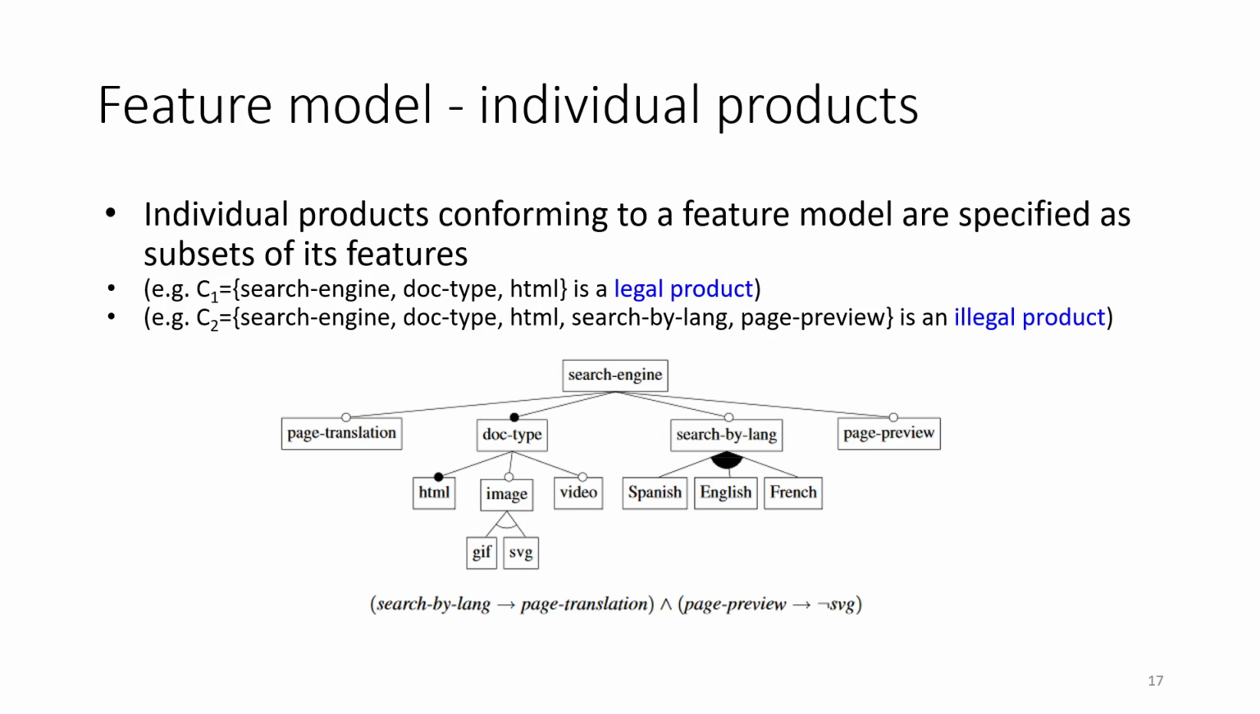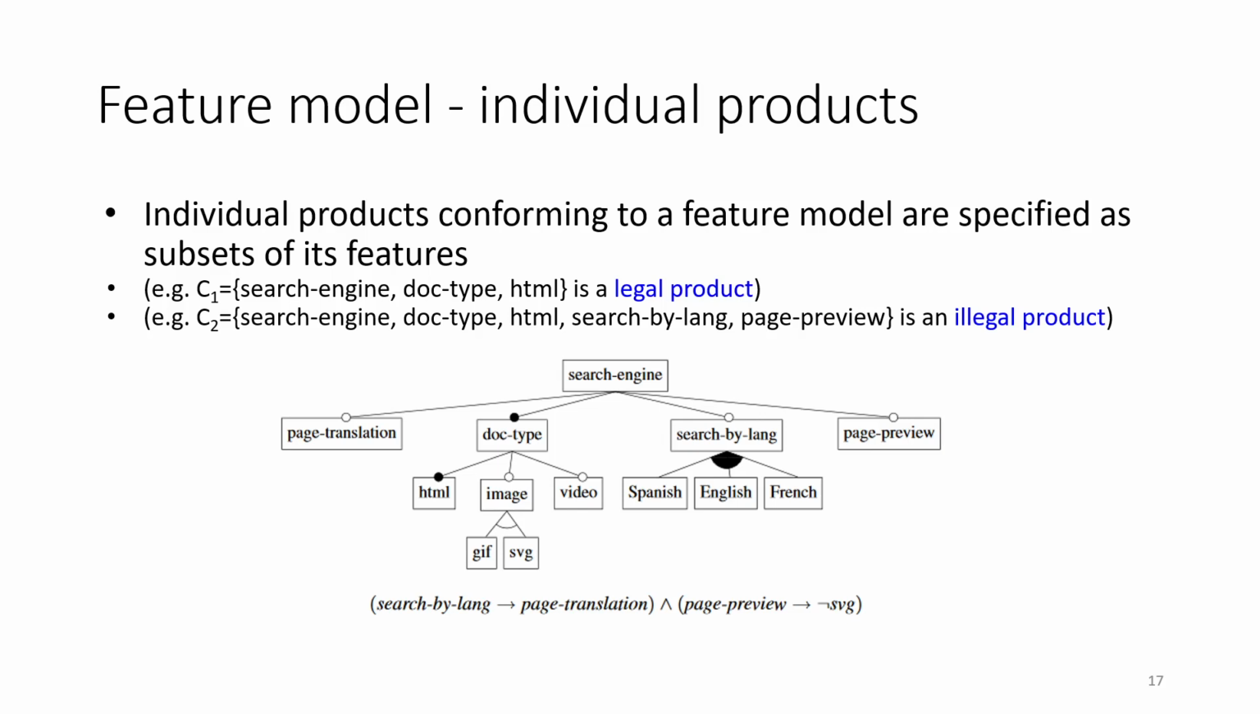Okay, yes. So here we have this cross-tree constraint that says search by language requires page translation, right? So this means that I can never include this, but then I also never can include this. Anything else? So basically, we have some parts of the feature model that can never be used. We could delete this part and the feature model would stay the same. We could delete this part and the feature model would stay the same. So these features that can never be included in any product are called dead features.